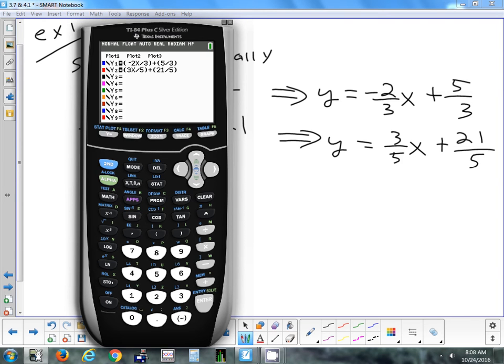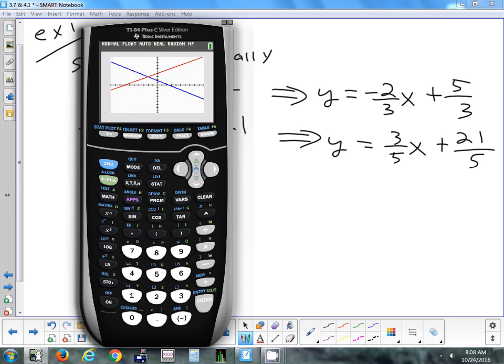All right, so let's graph them. And I'll start with a standard window and see if we can tell where they cross. Okay, I'm guessing it looks like it's about negative 2, 3. I'll just calculate that exactly.